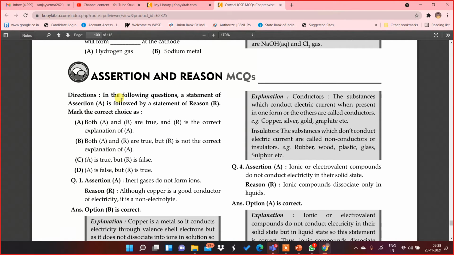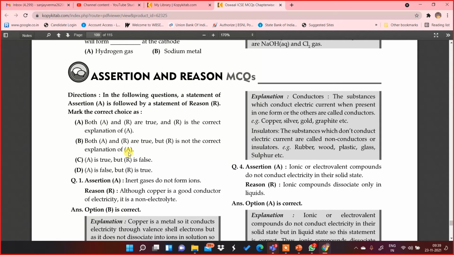Directions. In the following questions, my dear boys, a statement of assertion A, any statement that is given, is called an assertion. And that assertion is followed by a statement of reason, that is called reason R. So mark the correct choice as: both A and R are true, and R is the correct explanation of A; both A and R are true, but R is not the correct explanation of A. So these questions need a lot of reasoning, proper concept, proper understanding of the basic things of the chapter.